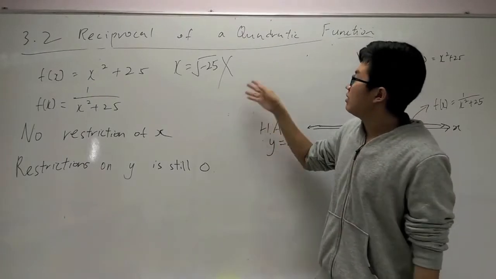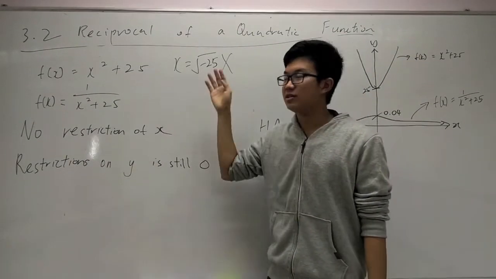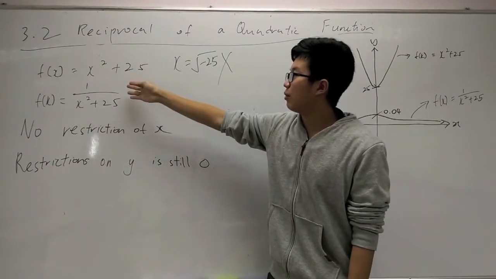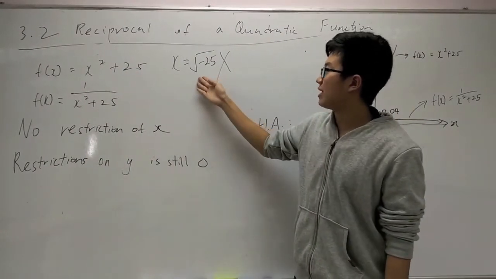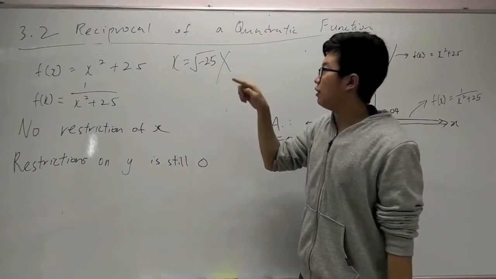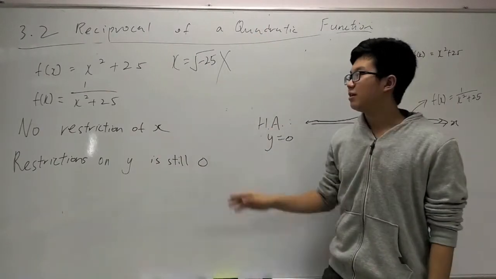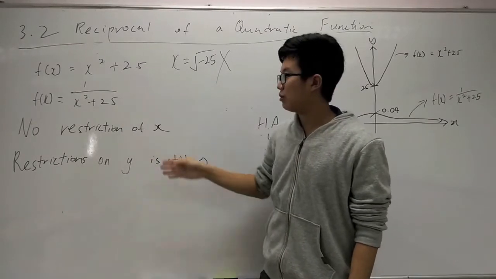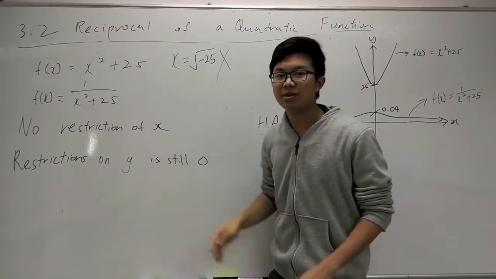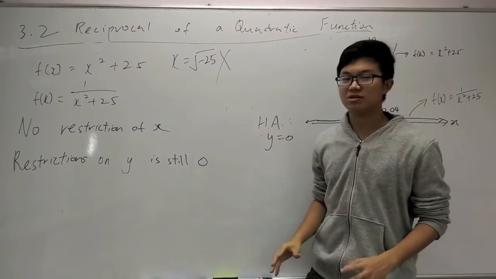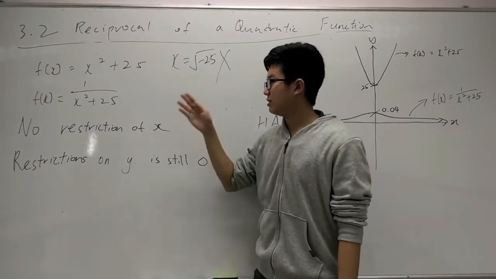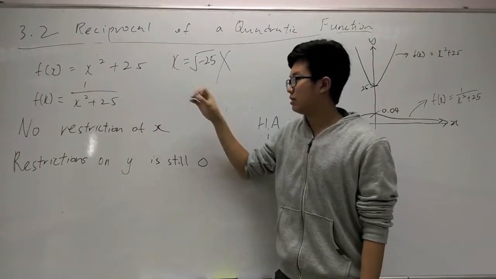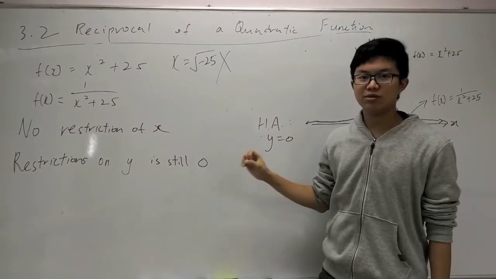Another case is when the quadratic function has zeros that are undefined. For example, this one, f(x) = x squared + 25. The zero of x will be the root of -25. This is undefined. That's why the restrictions of the reciprocal function will be undefined as well. So there are no restrictions on x. It means there are no vertical asymptotes. However, the same as all the other graphs that are shown, the restrictions of y are still 0. So the horizontal asymptote is still y = 0.